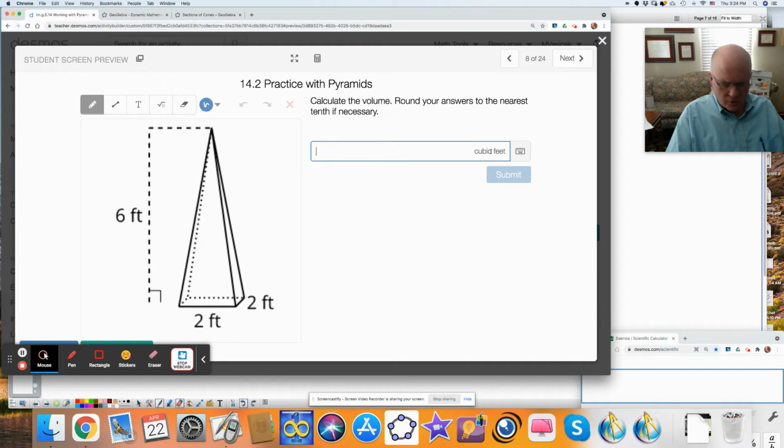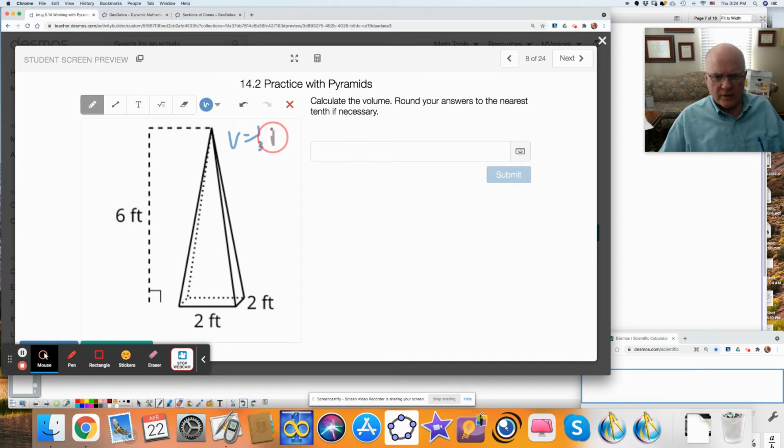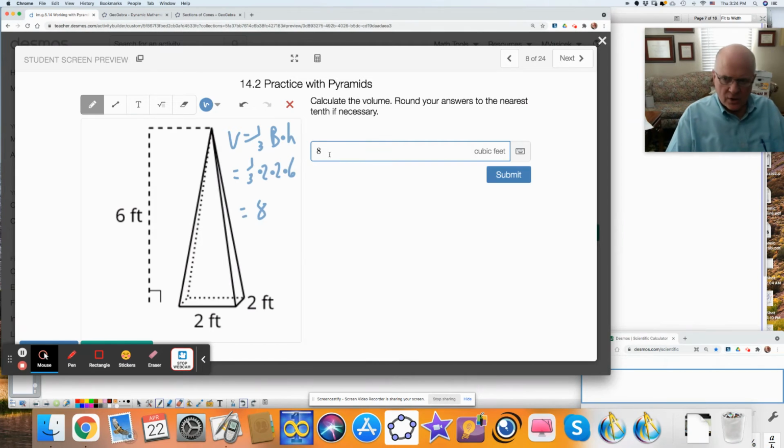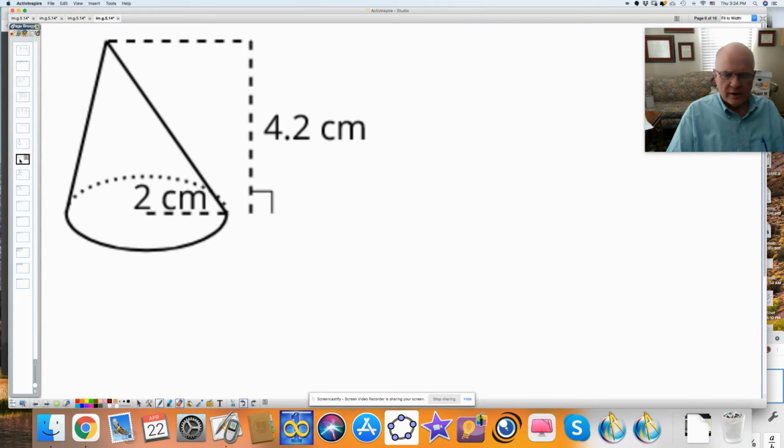I'm giving you the units, and if I have a 2 by 2 by 6 by 1/3, so my volume is equal to 1/3 the base times the height, which is equal to 1/3 times 2 times 2 times 6. I should get 8 as my answer. When I type in 8 here and submit it, you can see it gives feedback. And so for each of these, we would give feedback.